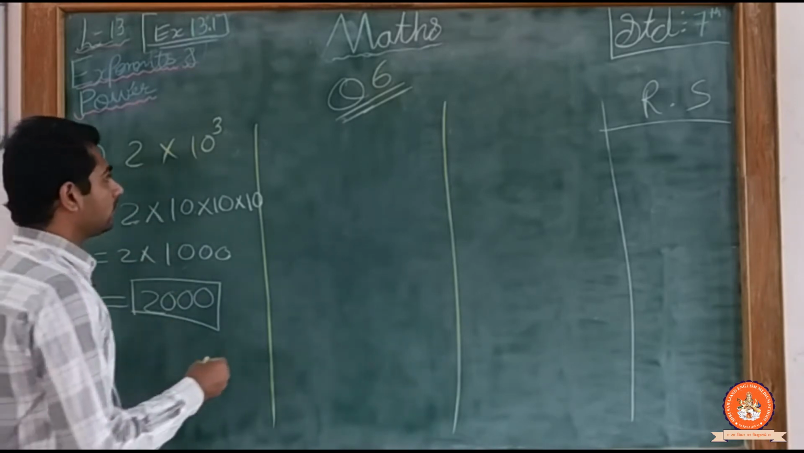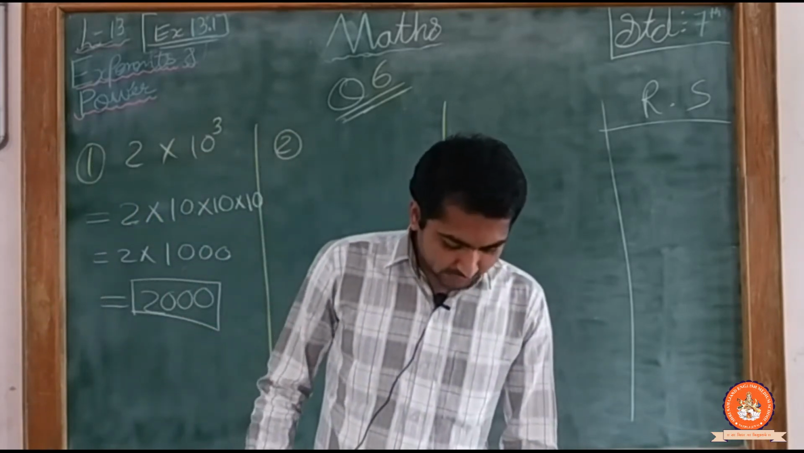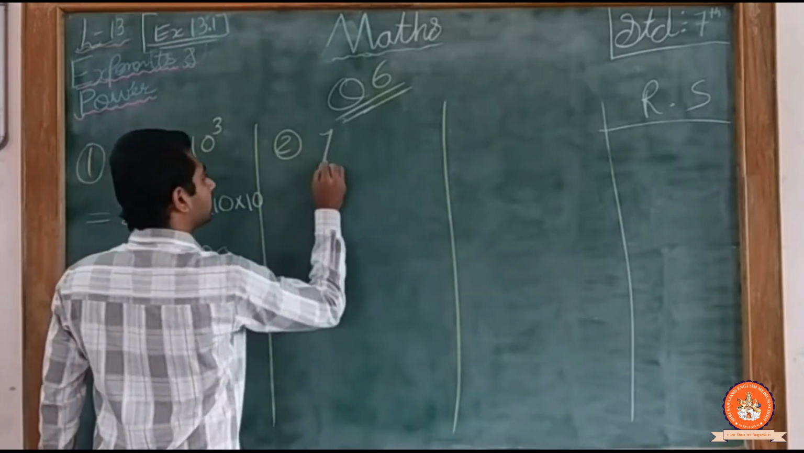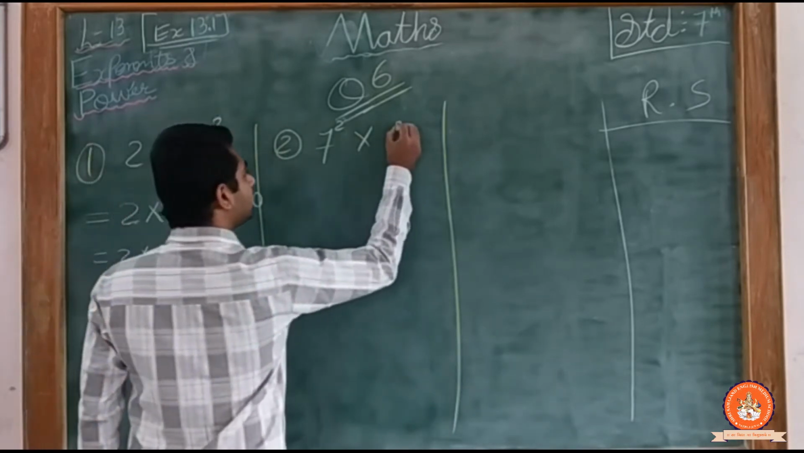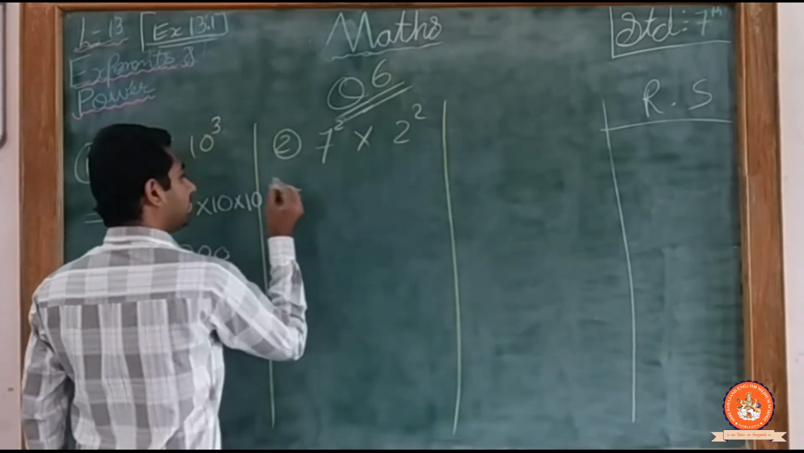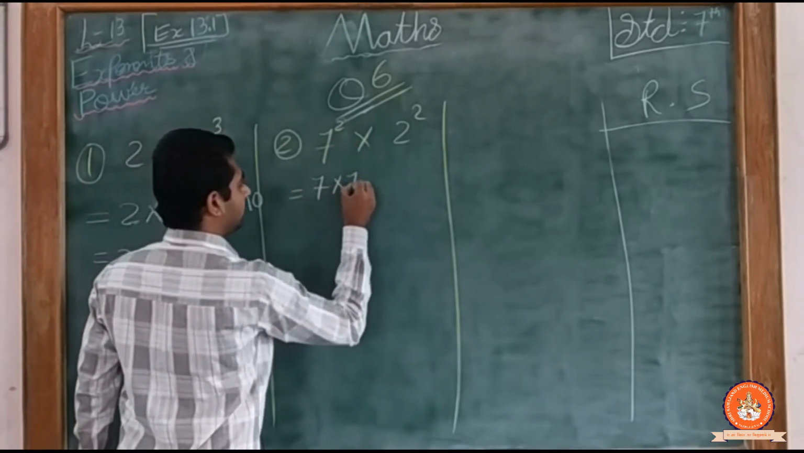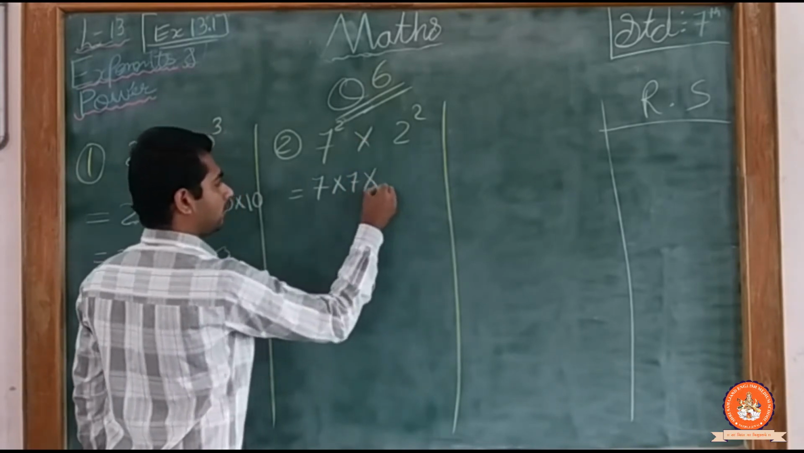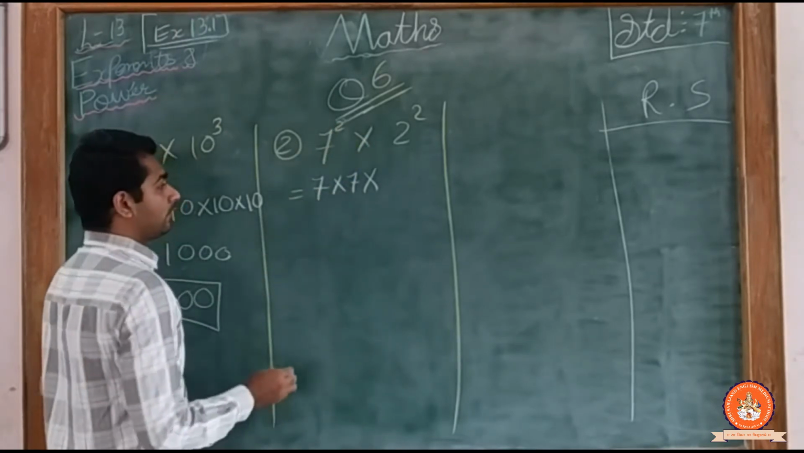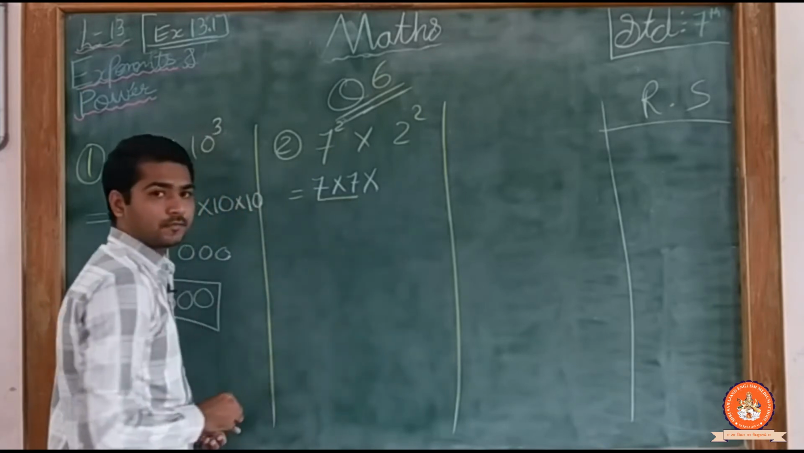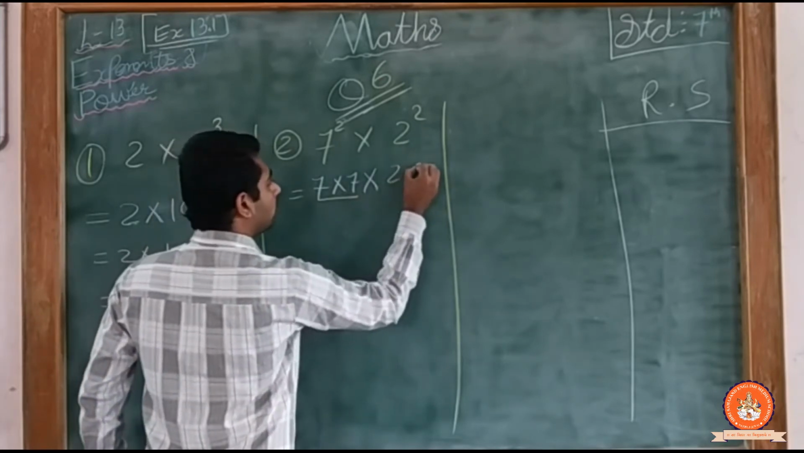Now coming to number 2 of this question. So what is the question? The question is 7 raised to 2 multiply by 2 raised to 2. Yes students, 2 raised to 2. So let's solve this. First of all, 7 is 2 times, so 7 multiply by 7. 7 raised to 2 means 7 into 7. Clear? Now 2 raised to 2, that means 2 multiply 2.